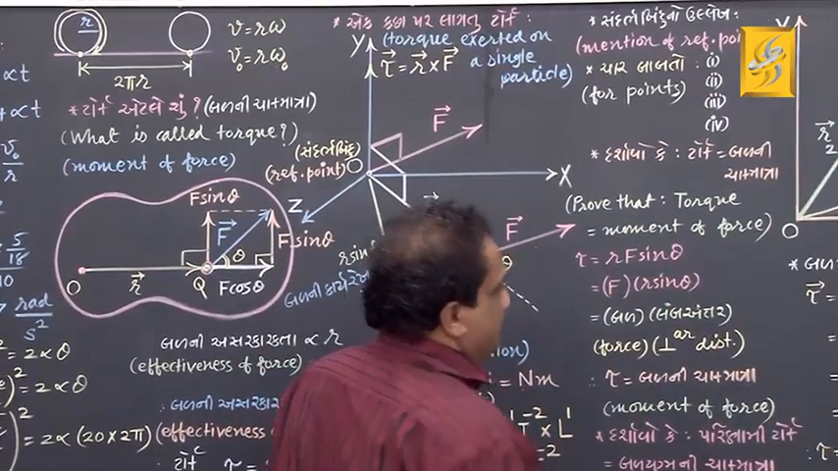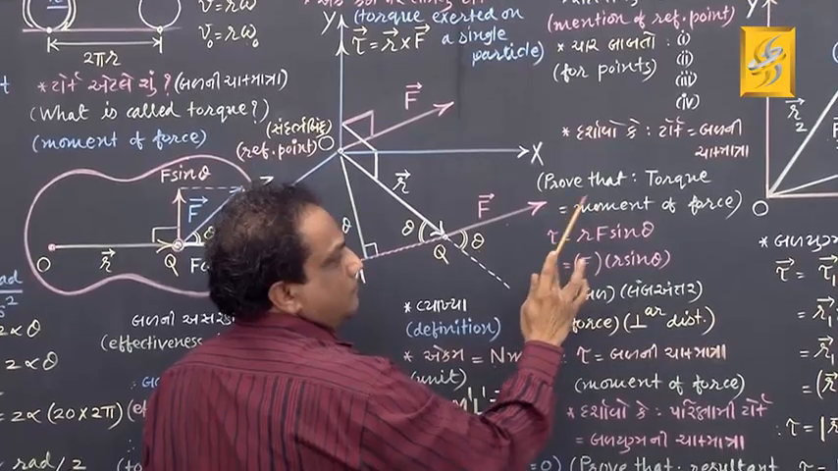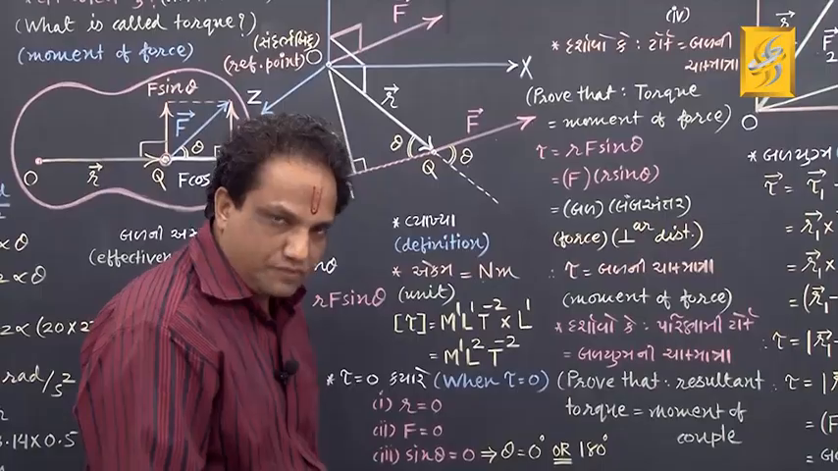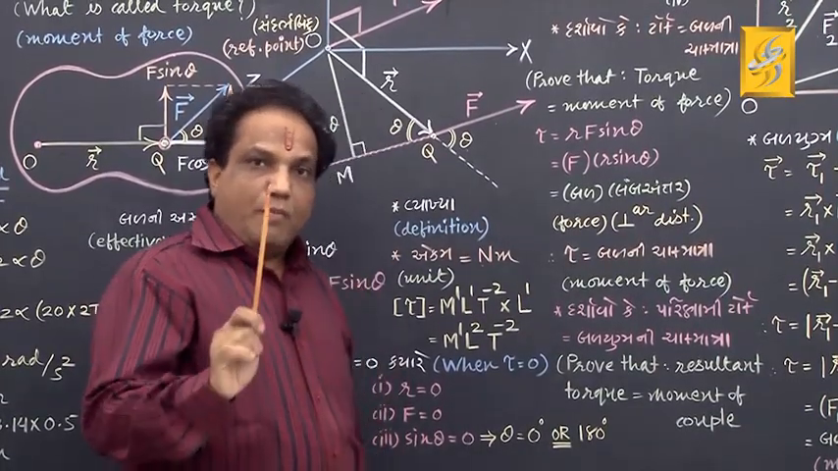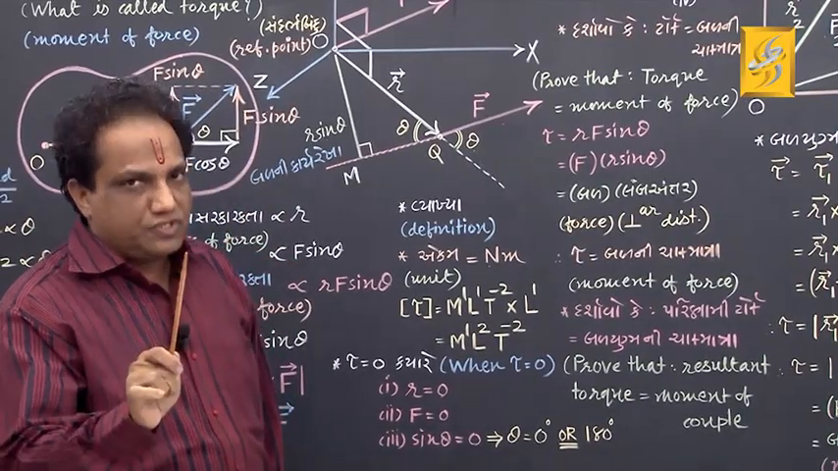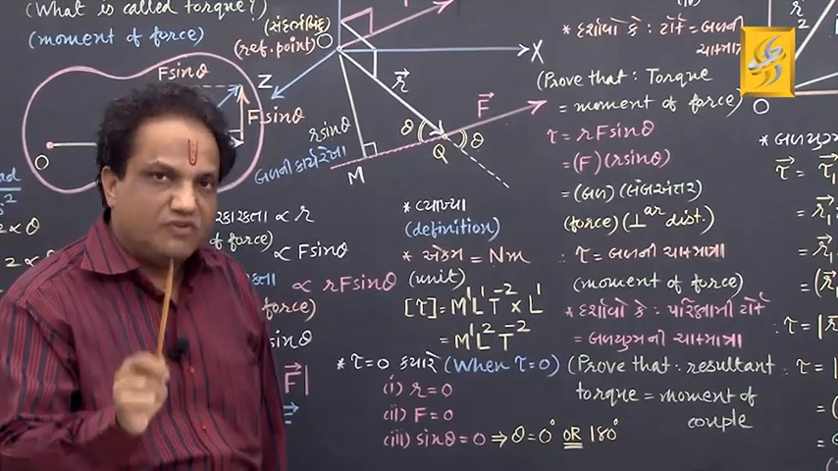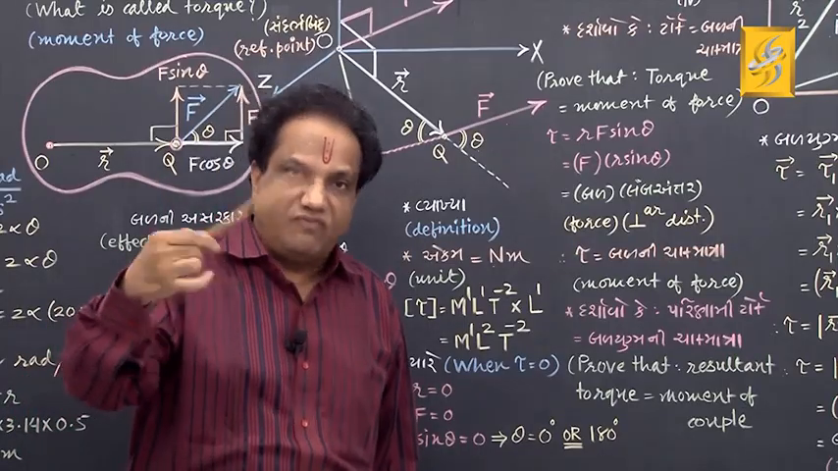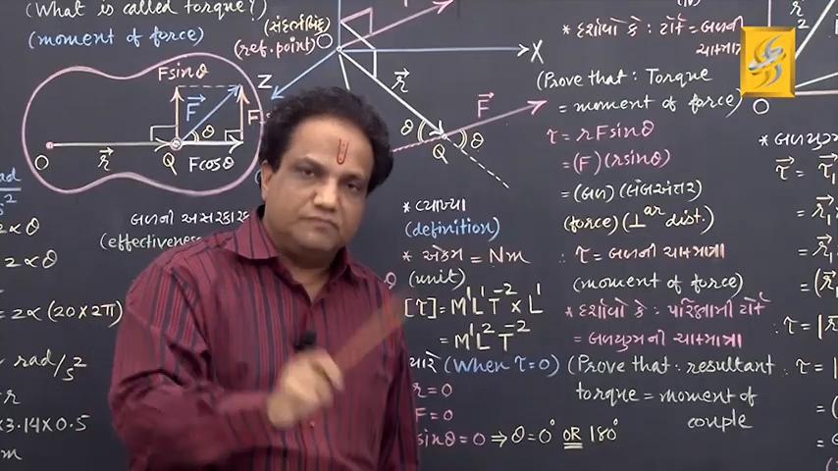Now let us prove one result. Prove that torque is equal to moment of force. First of all, tell me what is called moment of force. Moment of force is nothing but the product of the magnitude of force and the perpendicular distance of the line of action of that force from some reference point. Such a product is called moment of force, and that moment of force we have to prove to be equal to torque. How to prove?